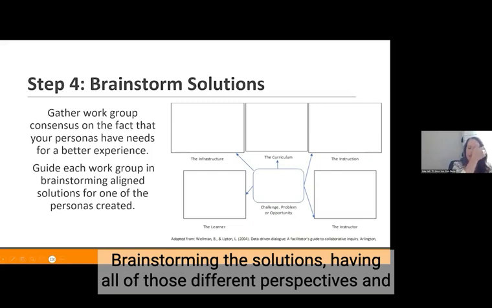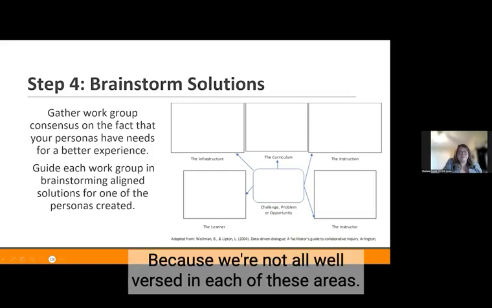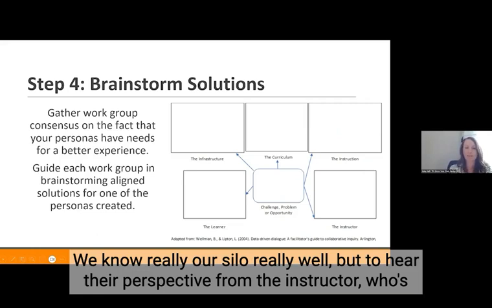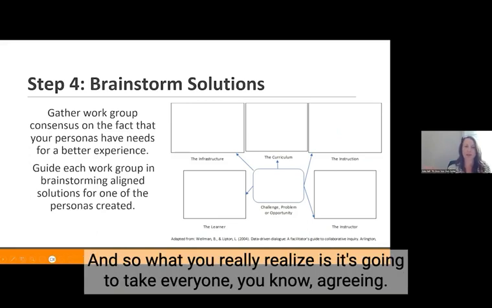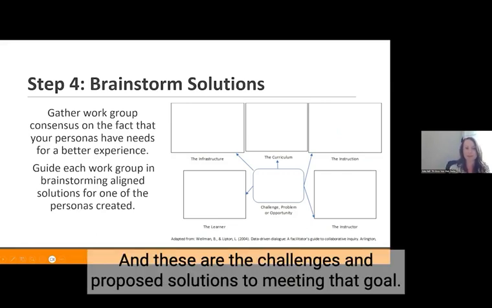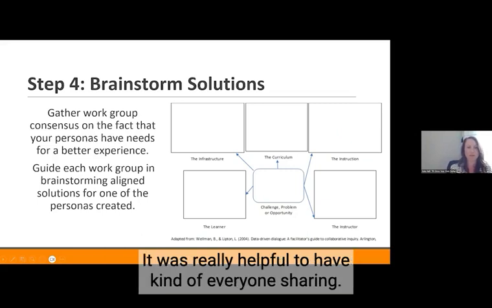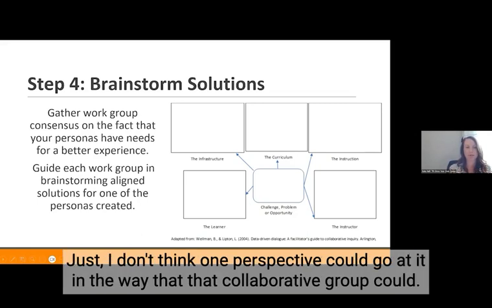Brainstorming the solutions, having all of those different perspectives and voices was really critical on this piece, because we're not all well versed in each of these areas. We know really our silo really well, but to hear their perspective from the instructor who's maybe working with the curriculum and they don't have the whole picture of the infrastructure. And so what you really realize is it's going to take everyone agreeing this is the goal we're working towards, and these are the challenges and proposed solutions to meeting that goal. It was really helpful to have kind of everyone sharing, if this is the problem, this is where it could be addressed within each of these areas. I don't think one perspective could go at it in the way that a collaborative group could.